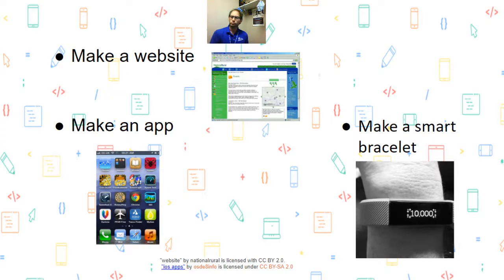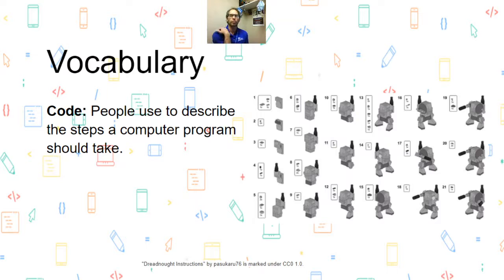So let's go ahead and talk about a couple vocabulary words for this week. The first one we have here is code, and it can be described as what people use to describe the steps a computer program should take. And I don't know if you can see the little graphic there on the screen, but it looks kind of like instructions you'd get in a Lego box. Step 1, step 2, and so on as you're building your Lego figure there.